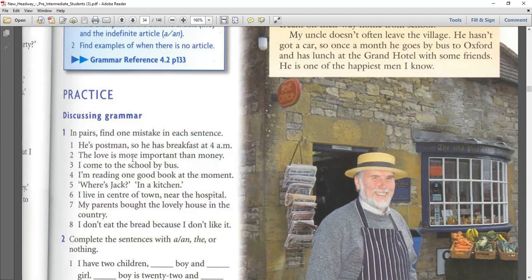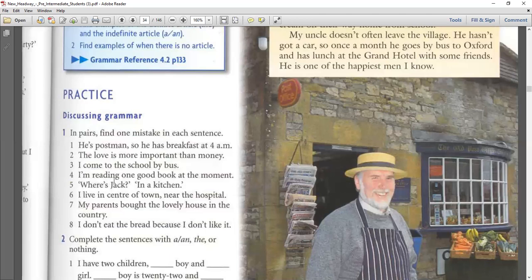Number 2, the love is more important than money. As I told you, when we speak about something in general, we have to delete the, because we speak about love in general. We don't put the before this word. So we delete the from the sentence. I come to school by bus. As we said, for some places we don't use the, such as school. We have to say I come to school by bus.